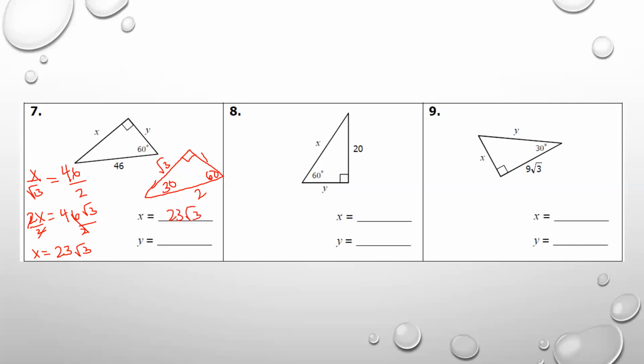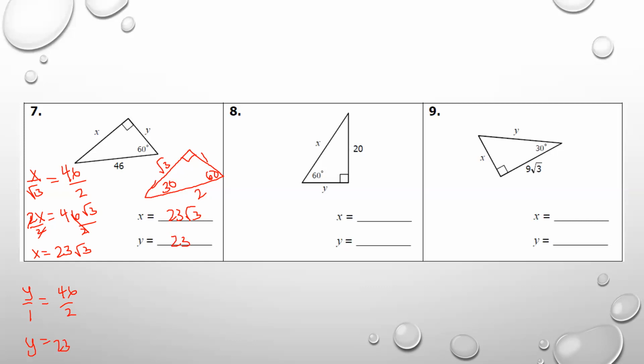And now y. Y corresponds to 1, and 46 corresponds to 2. You could cross multiply here. Or if you recognize that y over 1 is just y, well, then 46 over 2 is 23.